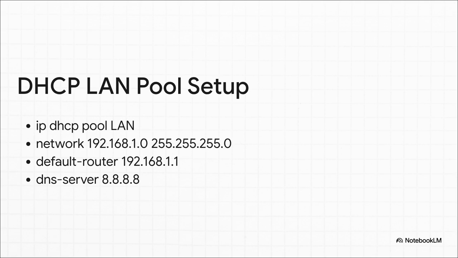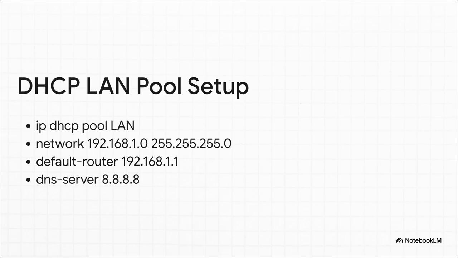Here, we're setting up a DHCP LAN pool. We name the pool, we define the network subnet, and we set the default router. But look at that last bullet point right there, DNS server 8.8.8.8. With just that single command nested inside our DHCP pool, we can automatically push our preferred Google DNS server setting out to every single client device the second it joins the network.